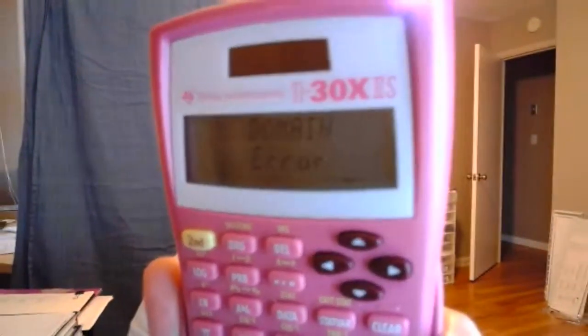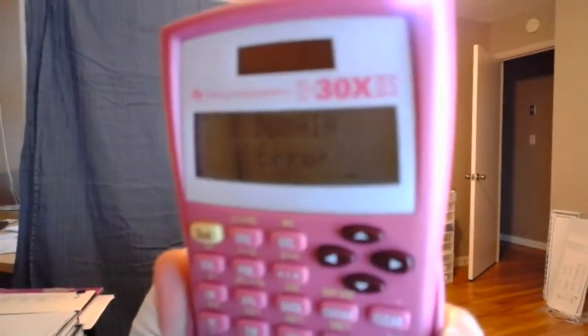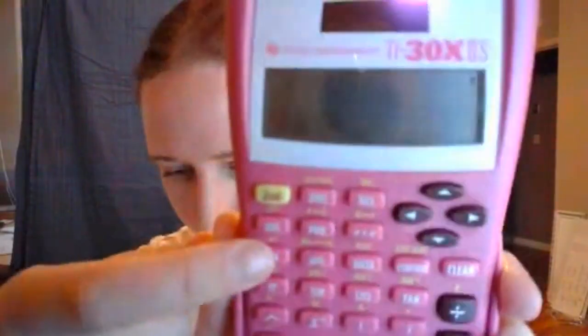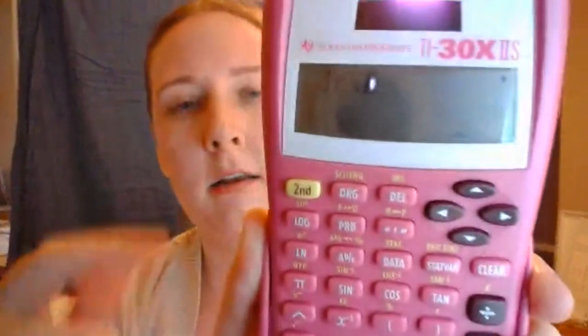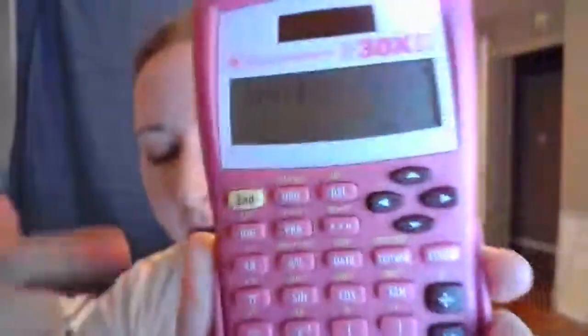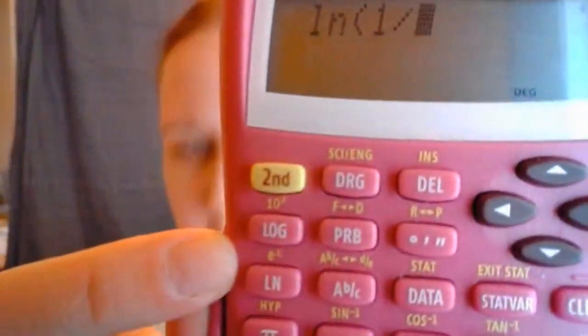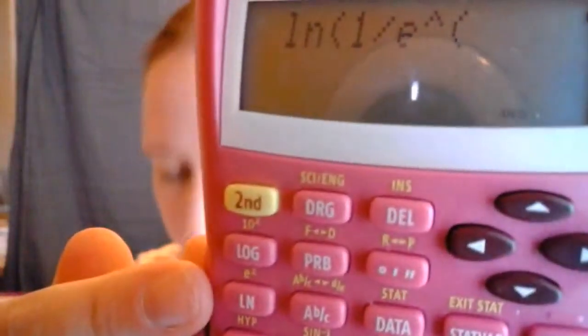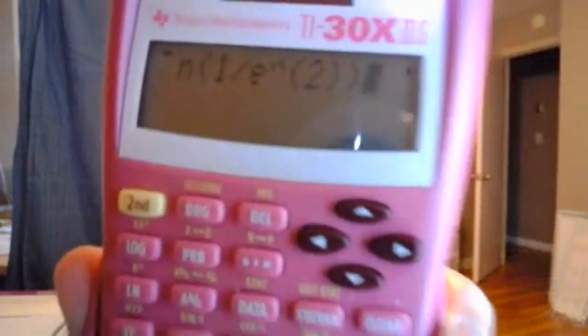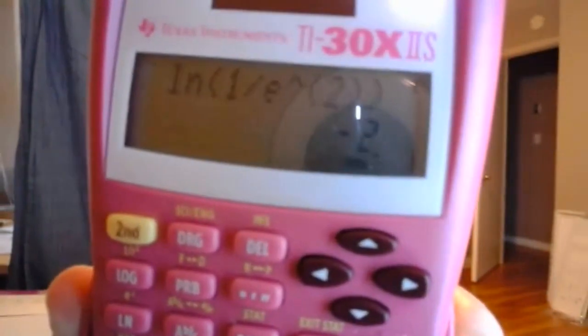And then the next example I have is natural log of 1 over e squared. This one's a little trickier to do on the calculator. I do have a natural log button. Let me clear everything. Okay, so I've got my natural log, and then for the 1 over I can do 1 divided by, and then the e squared. That is actually in yellow above my natural log button, so I have to hit second first, and then hit the natural log to get the e. And then I can put in my exponent, and make sure I close all my parentheses and hit enter.